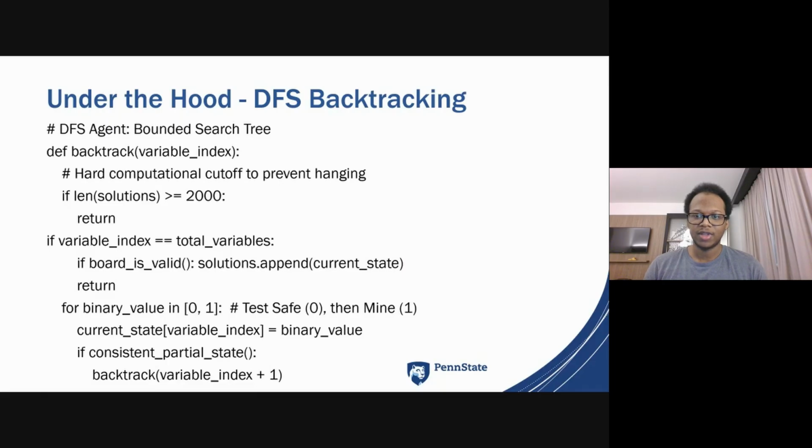If length of solutions is greater than 2000, then it returns. Because evaluating an NP-complete space is intractable, we had to artificially amputate the search tree to keep the execution times under a fraction of a second. Because it evaluates the 0 branches first and cuts off early, it suffers from extreme search tree bias.